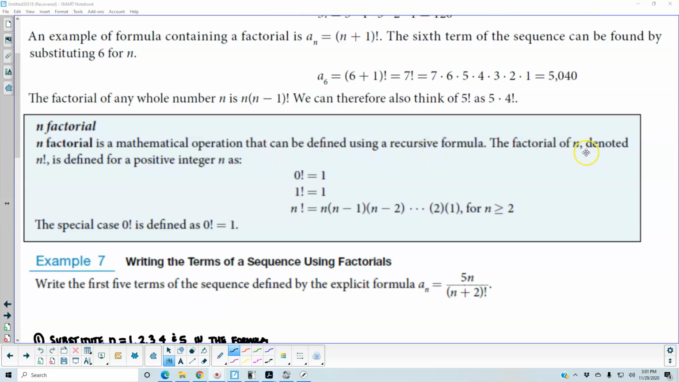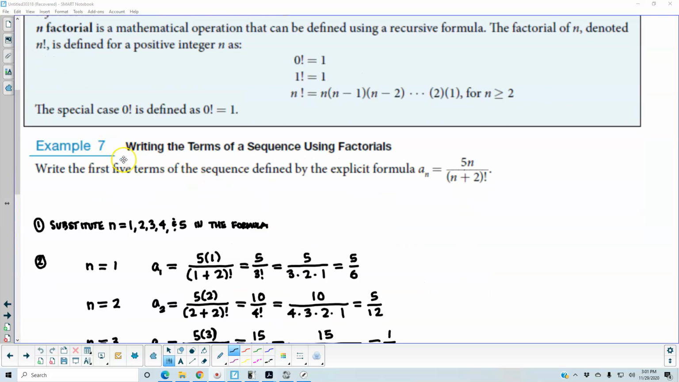The factorial of n, denoted by n factorial, is defined for a positive integer n as follows. Anytime you see 0 factorial, that automatically is going to equal 1. Same thing with 1 factorial. 1 factorial is also equal to 1. n factorial is n times (n minus 1) times (n minus 2) all the way to 2 times 1, for when n is greater than or equal to 2. And again, going back to these two, the special case 0 factorial is defined to be equal to 1.